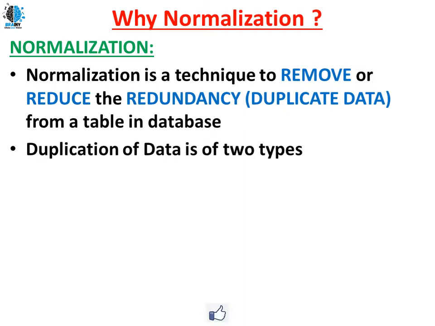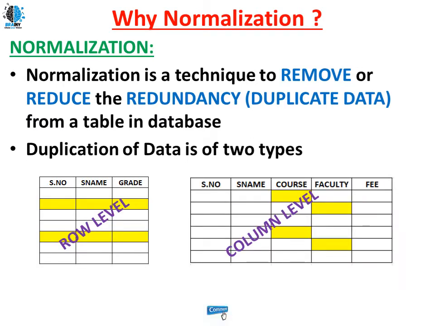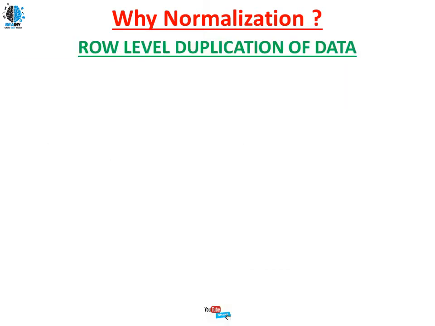Duplication of data is of two types in a table. First we'll be having the row level duplication. Next we'll be having column level duplication. So let's discuss what is row level duplication.